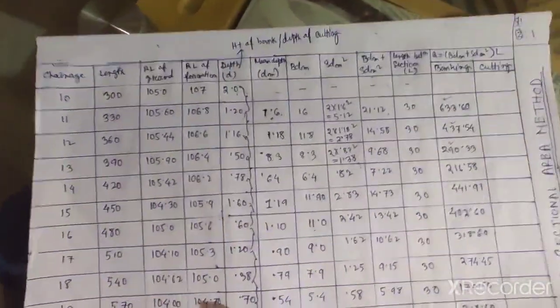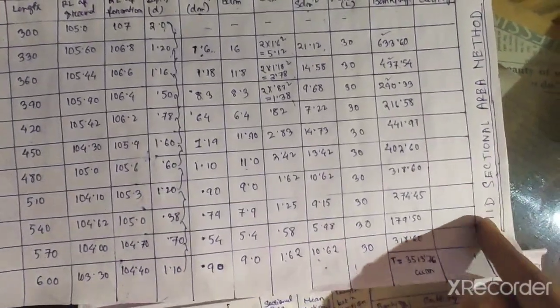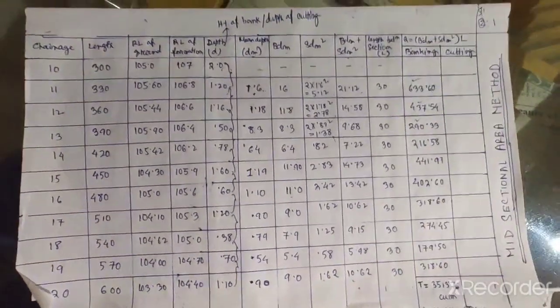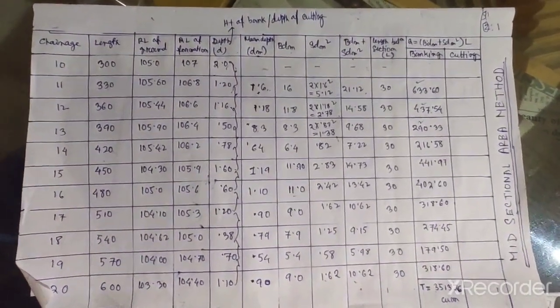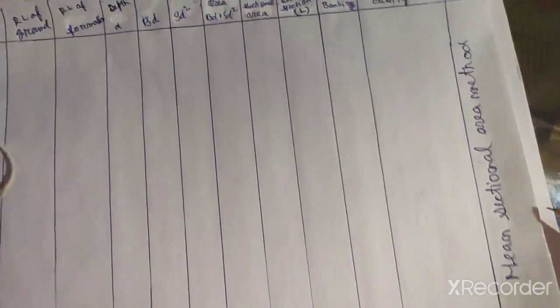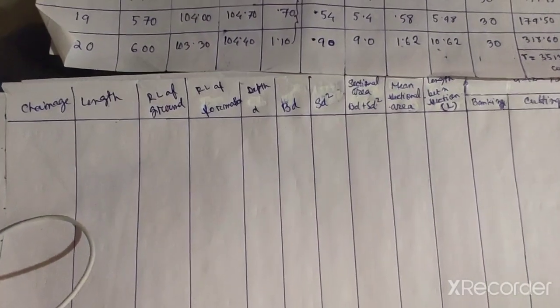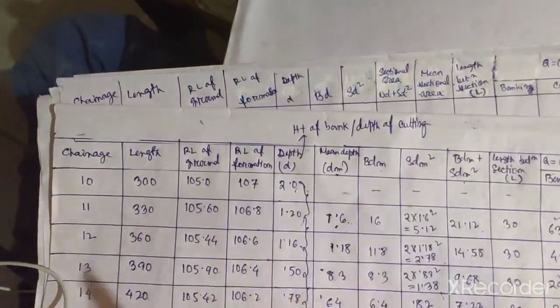So now we have solved this problem by the mid-sectional area method. Now we also need to solve this problem by the mean sectional area method. For that we'll have to prepare this table. There's not too much of difference. You can see, I will compare both the tables.